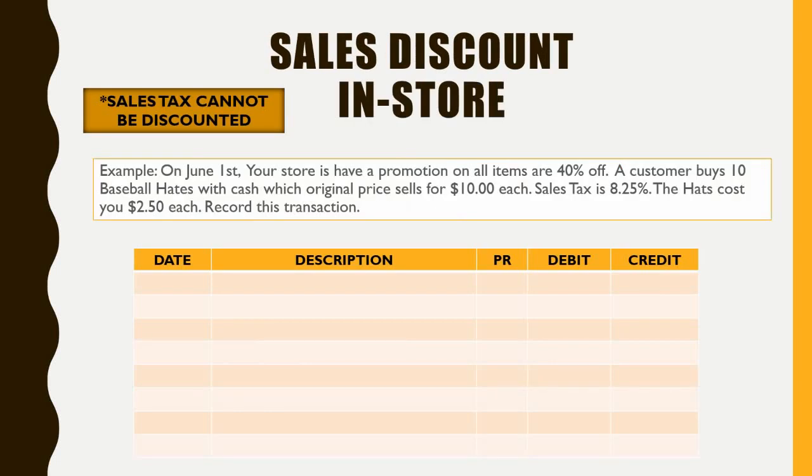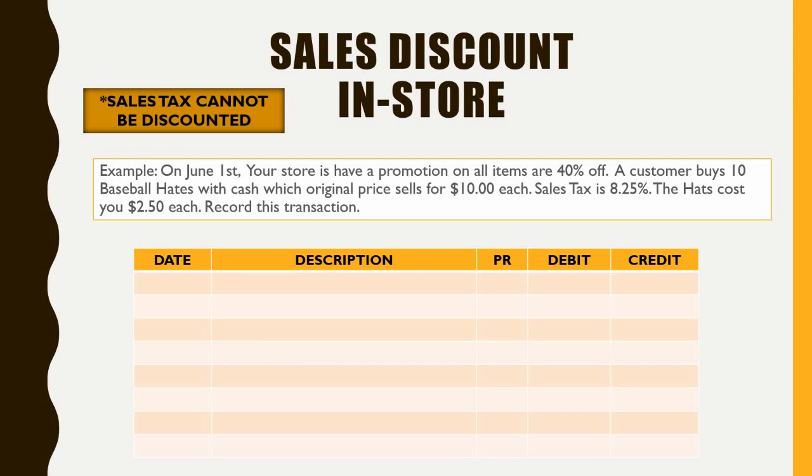So let's talk about in-store first. Here we have an example. We're on June 1st. Your store is having a promotion where all items are 40% off, and a customer buys 10 baseball hats with cash, originally priced at $10 each. Sales tax is 8.25%, and the hats cost you $2.50 each. Record this transaction.